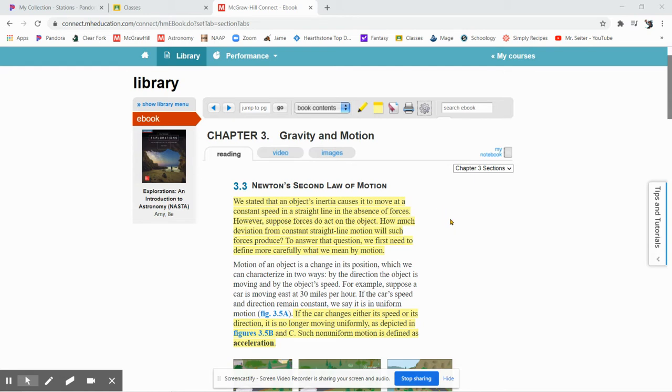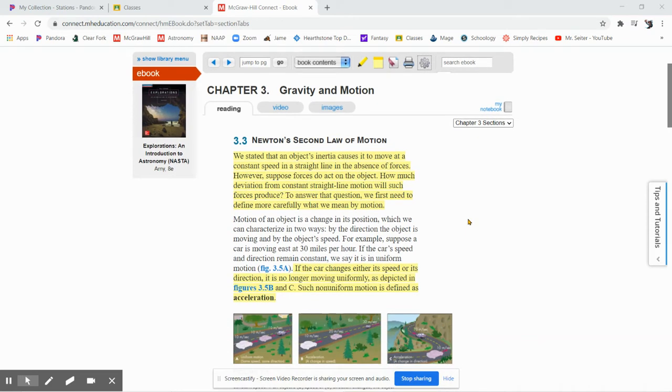However, suppose forces do act on the object. How much deviation from constant straight line motion will such forces produce? Will it cause it to curve greatly? Will it cause it to move just a tiny little bit? To answer that question, we first need to define more carefully what we mean by motion.